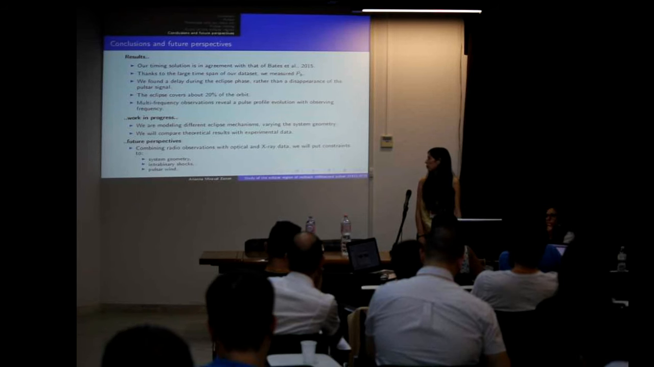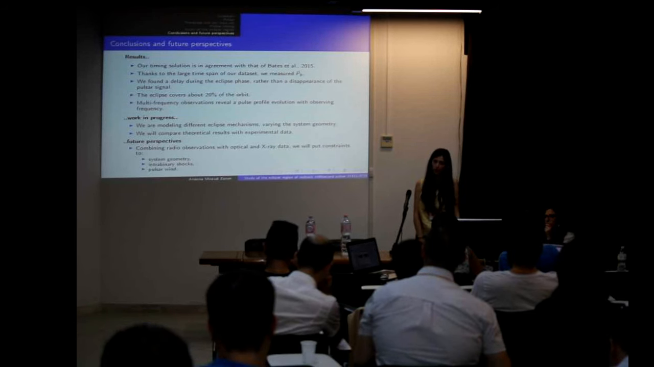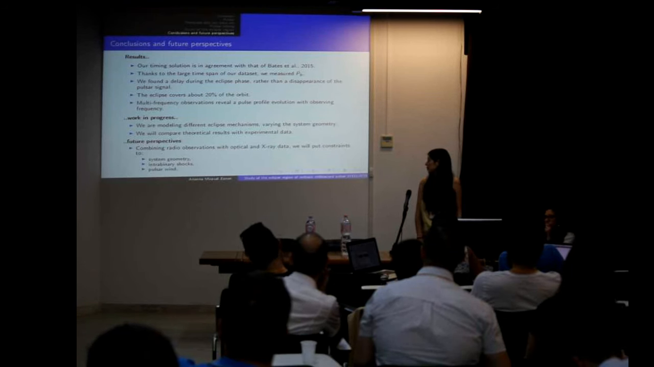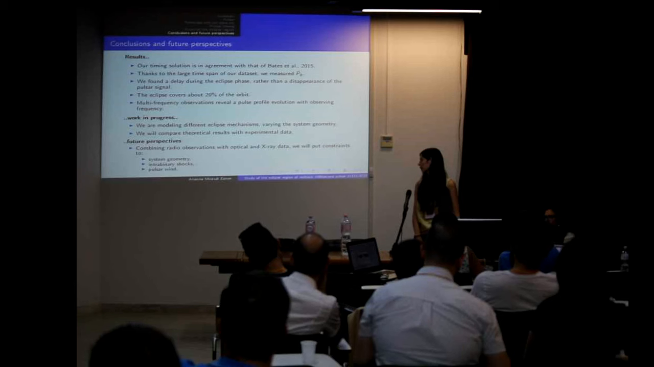Now, we are modeling different eclipse mechanisms, varying the system geometry, and at the end of this work, we want to compare theoretical results with experimental data. A future perspective of this work is to combine radio observation with optical and X-ray data in order to put some constraints on the system geometry, intra-binary shocks, and pulsar wind. Thanks.